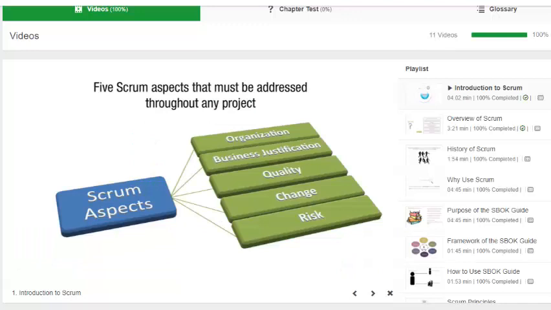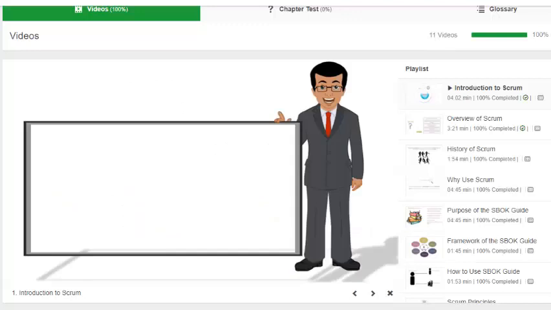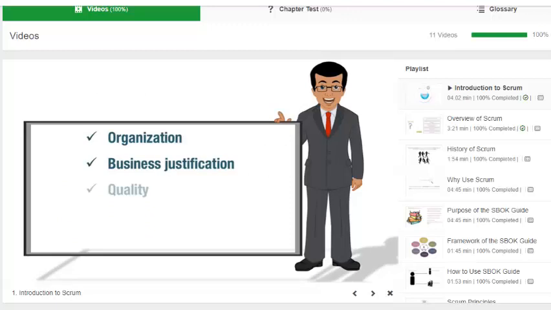The second chapter expands on the 6 Scrum Principles, the foundation on which the Scrum framework is based. Chapters 3 to 7 elaborate on the 5 Scrum aspects that must be addressed throughout any project. The chapters discussed are organization, business justification, quality, change, and risk.